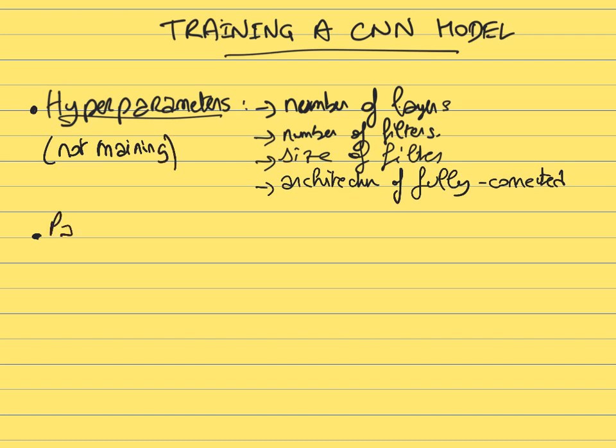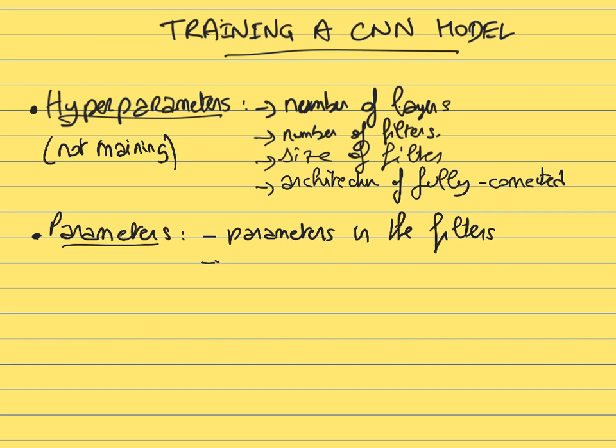Then you will have the parameters that need to be trained. As we just said, those are going to be the parameters in all the filters, whether you are going to detect horizontal edges, vertical edges, or something else. This depends on the parameters in the filter. So those parameters are free to change. They are going to be changed during the training so that your model detects useful patterns, useful features. And then you have the weights and the biases in the final fully connected network.